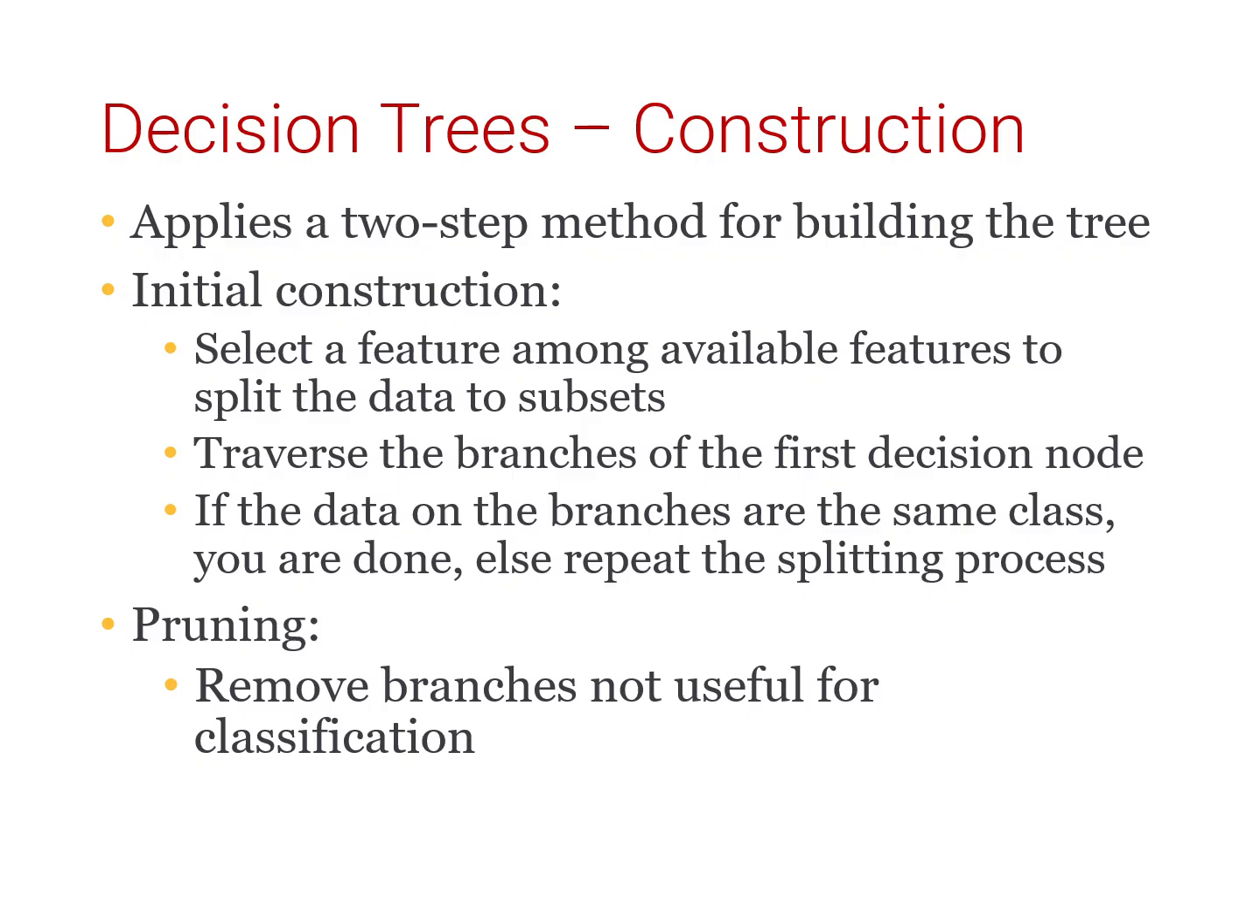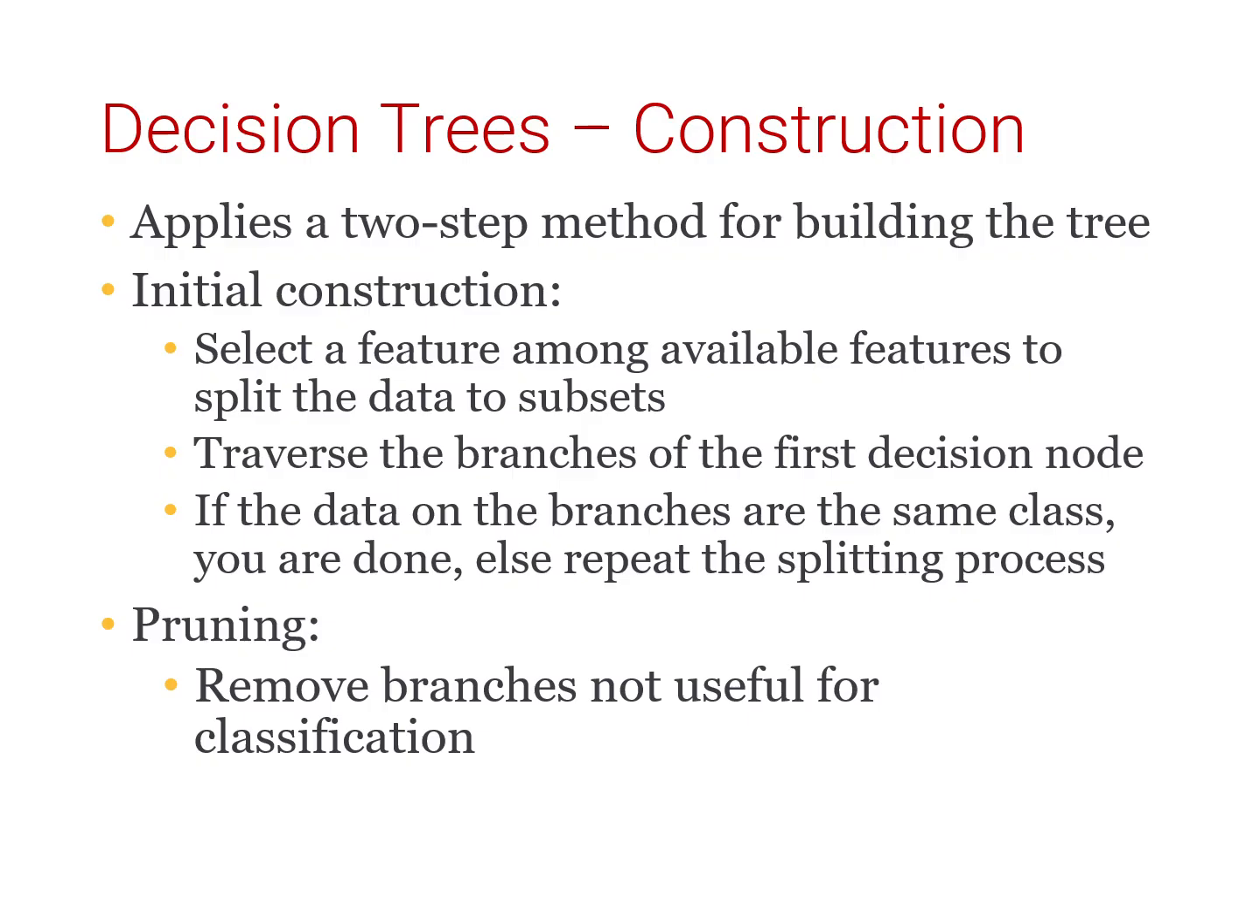Initial construction. The initial construction phase is where the magic begins. The goal is to create a tree structure that splits the data into meaningful subsets based on the available features. The algorithm starts by selecting the most informative feature to make the first split. This feature is chosen based on its ability to separate the classes or reduce the impurity of the resulting subsets.